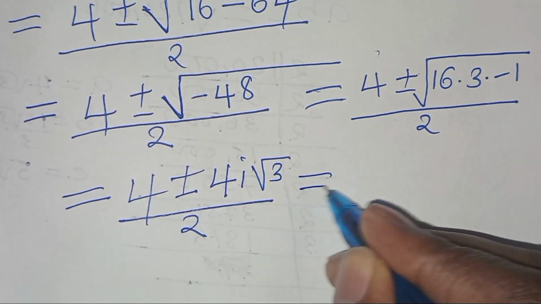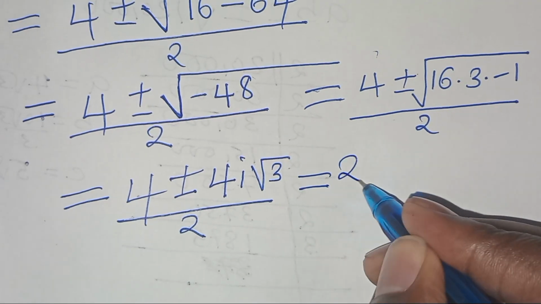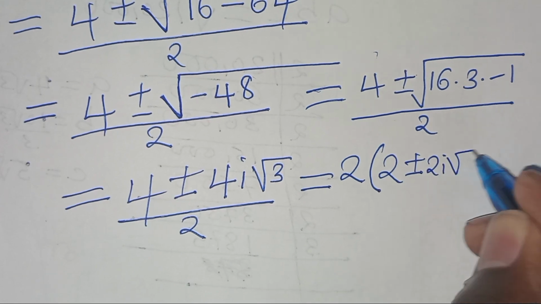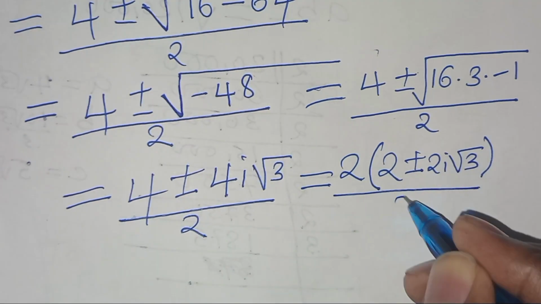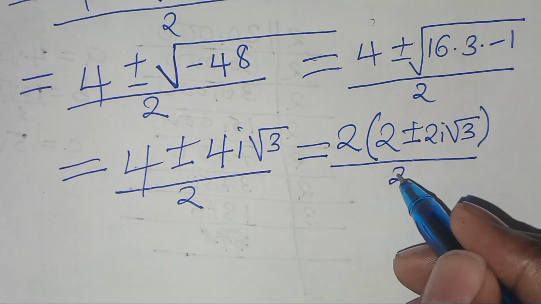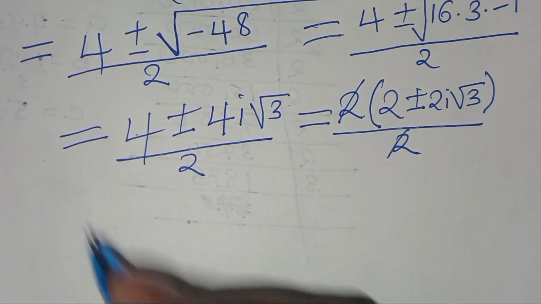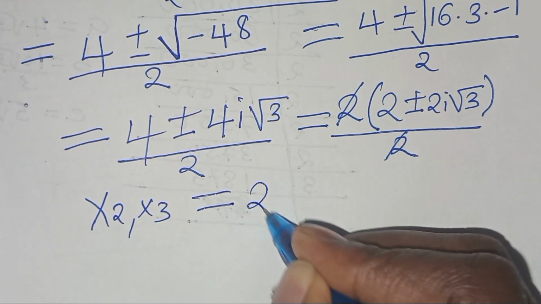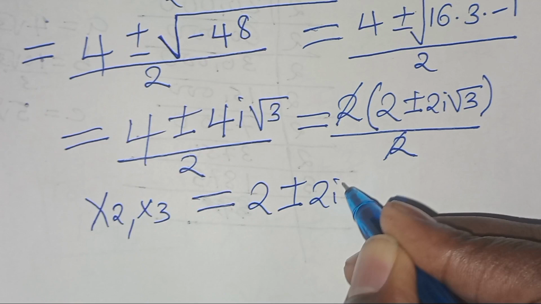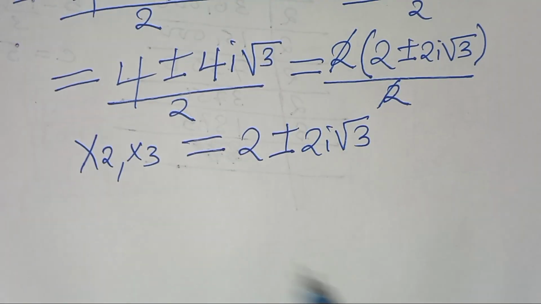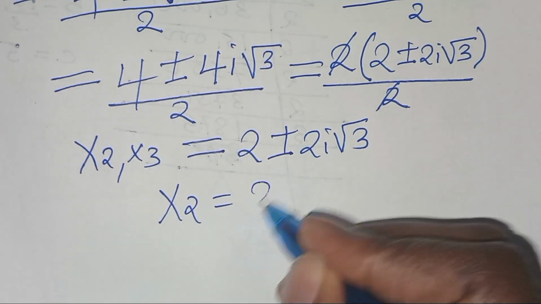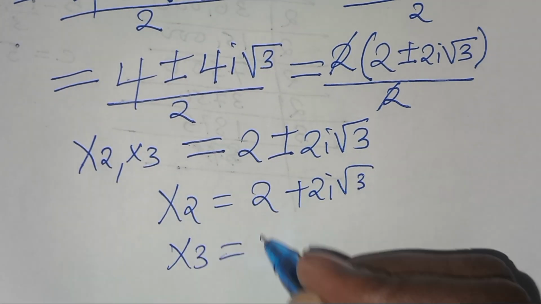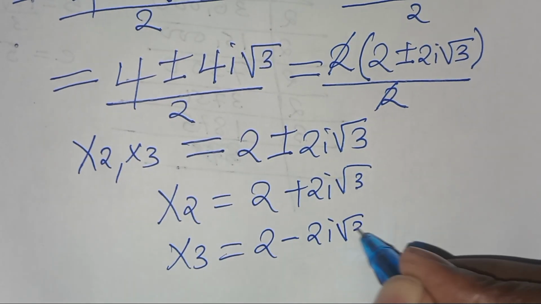So from here, we can factor out 2, so that we'll have 2 in the bracket: 2 plus or minus 2i square root of 3, everything here divided by 2. So let's simplify the 2 by 2, so that now we'll have x2, x3 equal to 2 plus or minus 2i square root of 3. So this implies that x2 is equal to 2 plus 2i square root of 3, and x3 is equal to 2 minus 2i square root of 3.